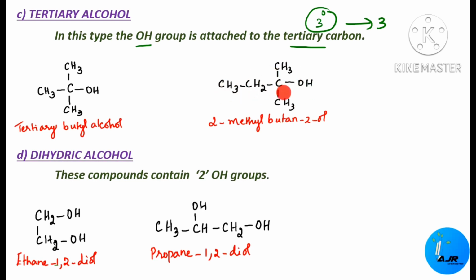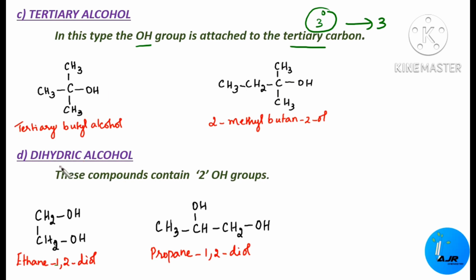Then, okay, so we are numbering like this 1, 2, 3, 4. So this is butane, and in the second position you are having one OH and one methyl group. So we are getting the name 2-methyl-butan-2-ol. You can just refer to the IUPAC naming in my video. Okay, so this is an example for tertiary alcohol.